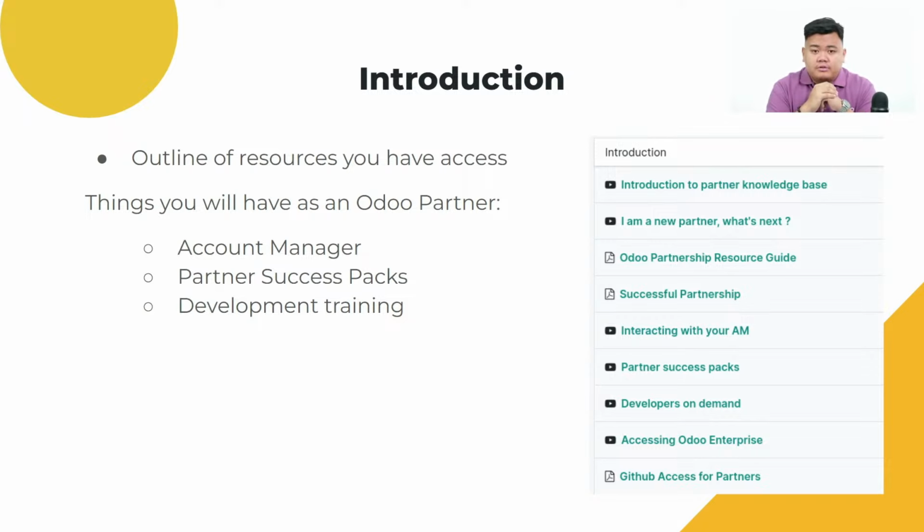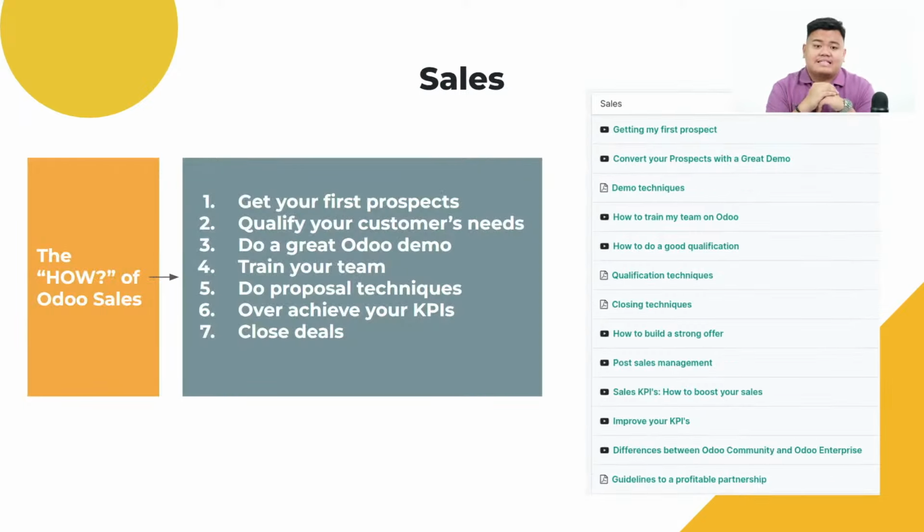Now, after the introduction section, we're now gonna have the sales section. So what this section is about is this house of Odoo sales. We're gonna teach you how you can get your first prospects, how you can qualify your customers, how you can overachieve your KPIs, and how you can close deals as a partner.